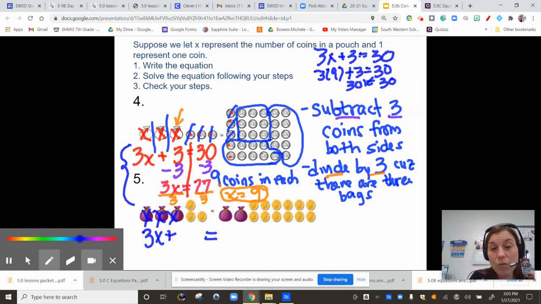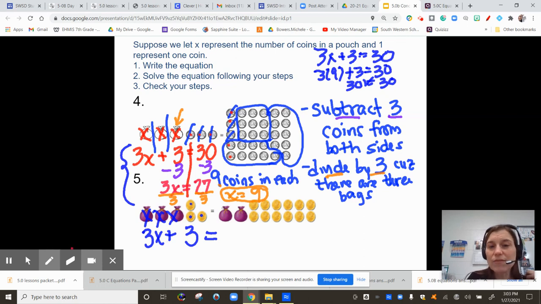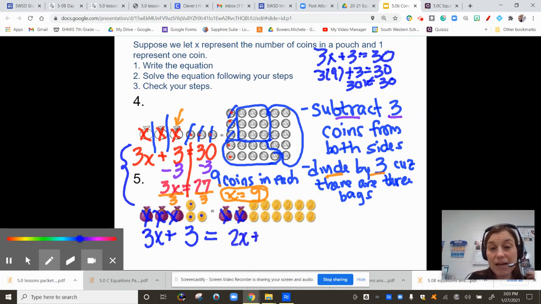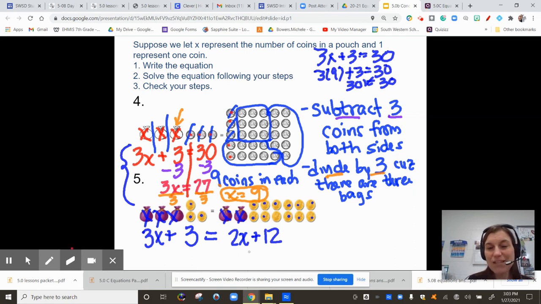plus I have 1, 2, 3 coins. On the right, I have 2 x's, 2x, plus I have 1, 2, 3, 4, 5, 6, 7, 8, 9, 10, 11, 12, plus 12 coins. So that's how you represent it. I don't know why when the pictures, like the bags are on both sides, it really throws everybody for a loop. But that's all you have to do.